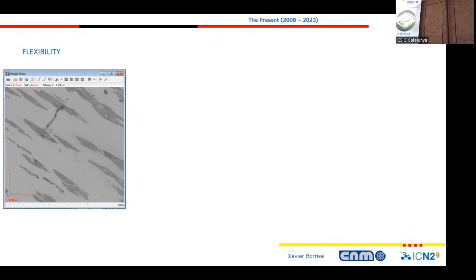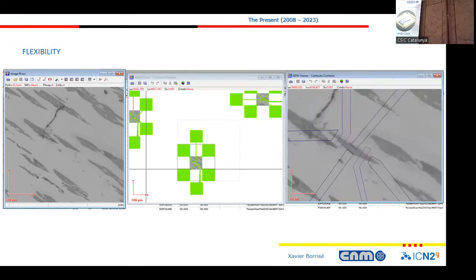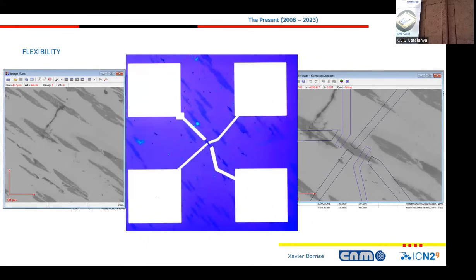This is flakes of a 2D material. We make an SEM image of that. After that, we can import this image into our design. We can create a design out of this image. And then we can go spin coat the resist, go back, and then expose at the right place and make the contact. So that's the advantage of a serial system: we have a lot of flexibility to find marks, for positioning, and to design whatever.